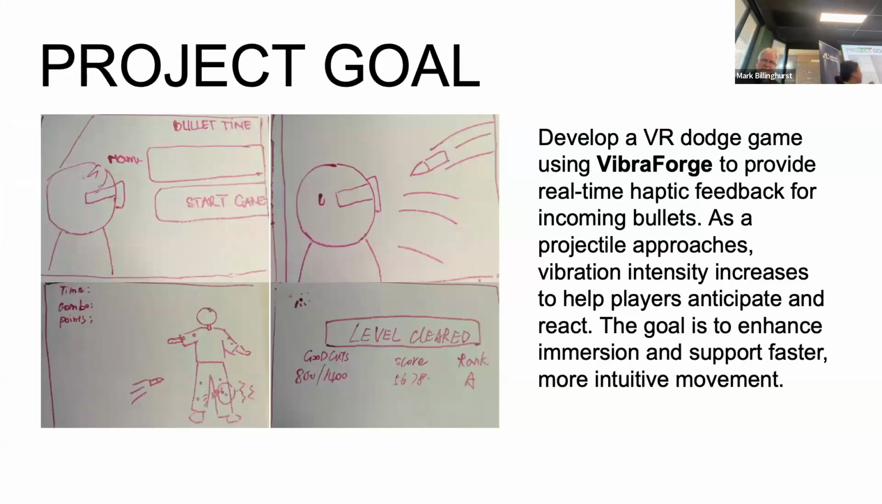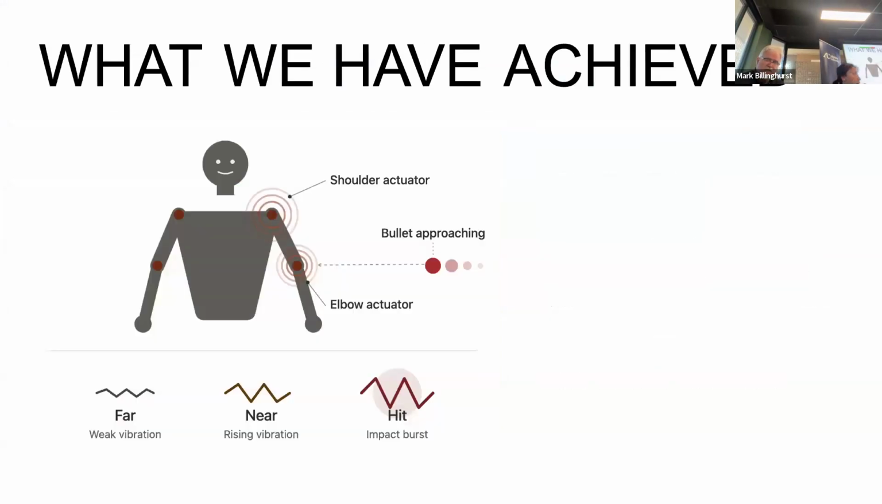So the sketch is still very cute, and it's there. We're going to develop a VR Dodge game, and I hope all of you have played a dodge game before, using VibraForge to provide real-time haptic feedback for incoming bullets. This includes 4 different parts of our body. The first part is the shoulder. We have both shoulders and about half of our arms, with 3 different types of vibrations for far, near, and when it's hit, so it feels different each time.